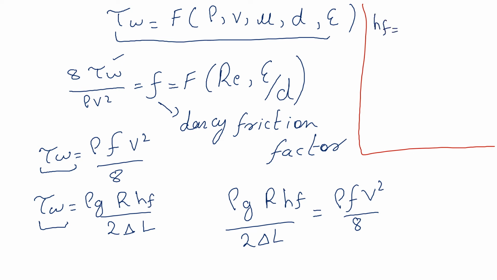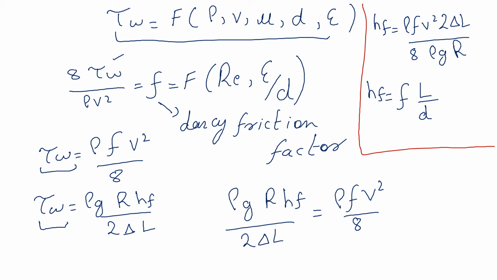Our head loss due to our major head loss is rho f V square 2 delta L divided by 8 rho g R. So after cancelling some terms, our major head loss hf will be equal to the Darcy friction factor, L over D, and V square over 2g.